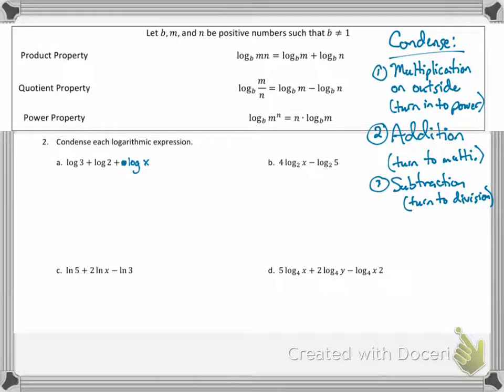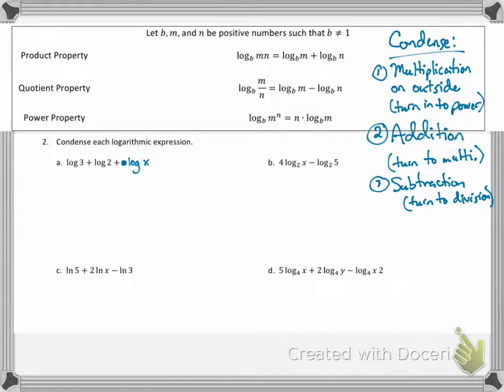So, first thing I'm looking for is anything out front of the log. I don't see any numbers out front of any logs. So that means there are no powers involved that we need to create. So step 1, check for that multiplication out front. We did, there's nothing there. Step 2, look for addition. So I see multiple things being added. Log 3, log 2, log x are all being added together.